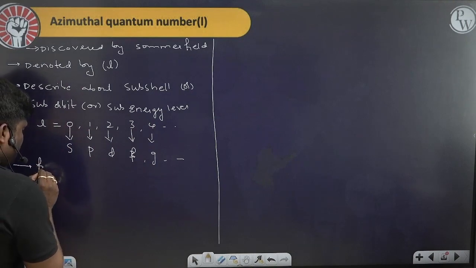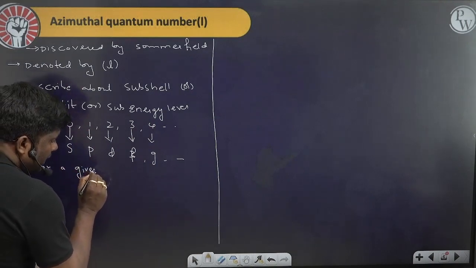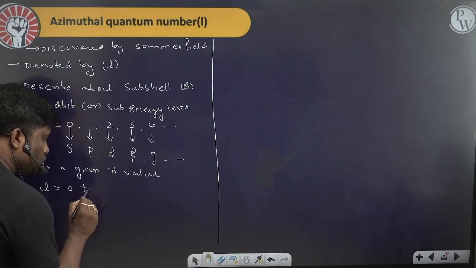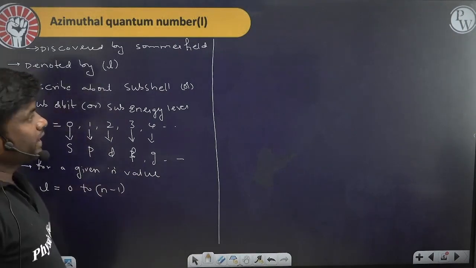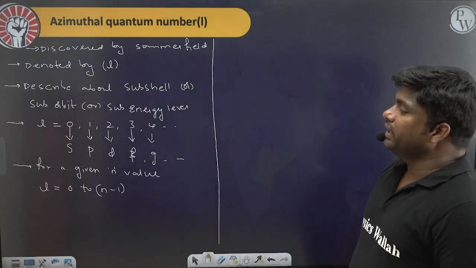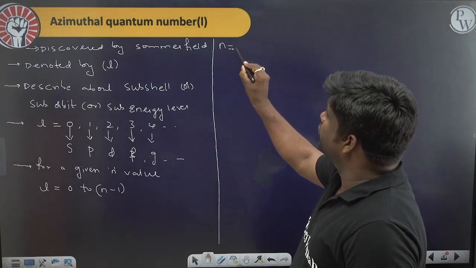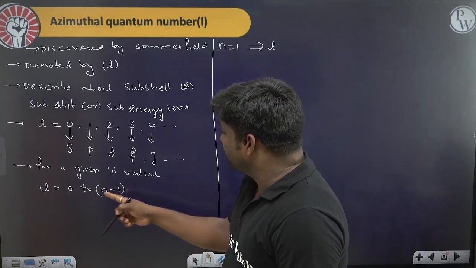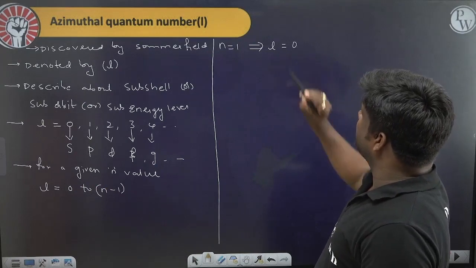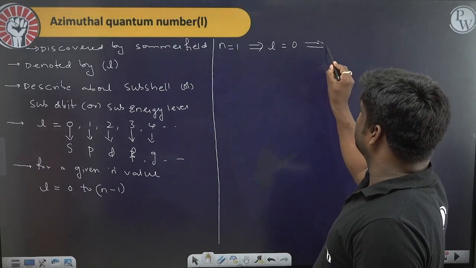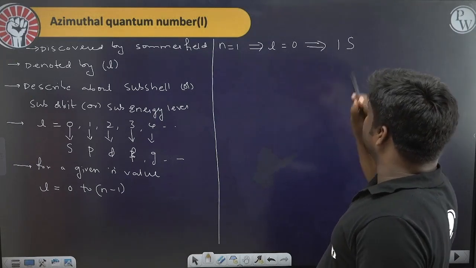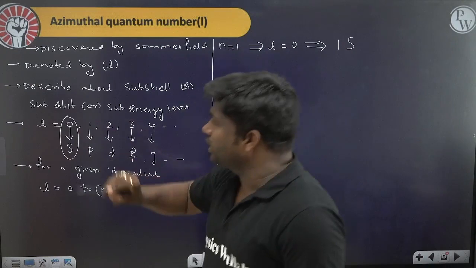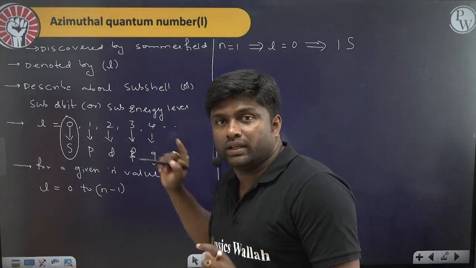For a given n value, L values are 0 to n minus 1. For example, if the n value for an electron is 1, what is its L value? 0 to n minus 1, which is 1 minus 1, which is 0. So L is 0 only. L value 0 means S orbital, so n equals 1 gives 1s. L value 1 means P orbital, L value 2 means D orbital, and L value 3 means F orbital.